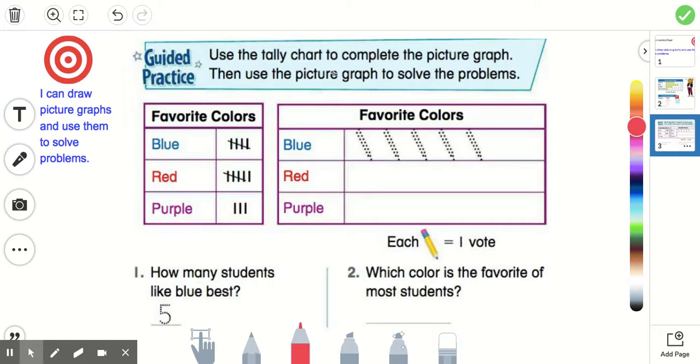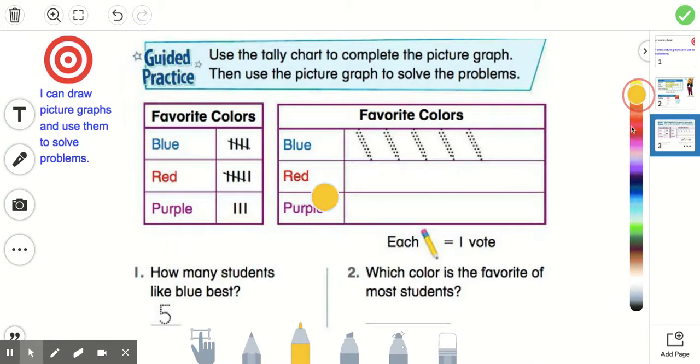Here, it says use the tally chart to complete the picture graph. Then use the picture graph to solve the problems. So it tells us how many here, but it's our job to create the pictures. Now, if you see down here, it says each pencil equals 1 vote. So I'm going to have to be drawing pencils as votes. Now, blue for favorite colors, there are 5 people with their favorite colors as blue. Now, there's only 1, 2, 3, 4, 5. Just as many on this side there has to be over here.